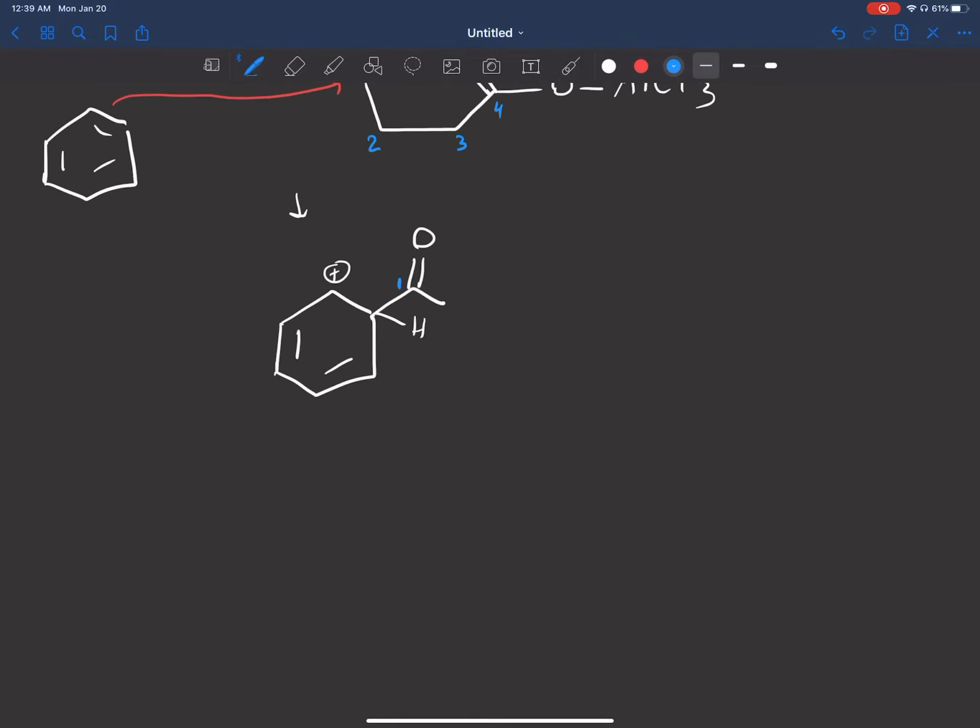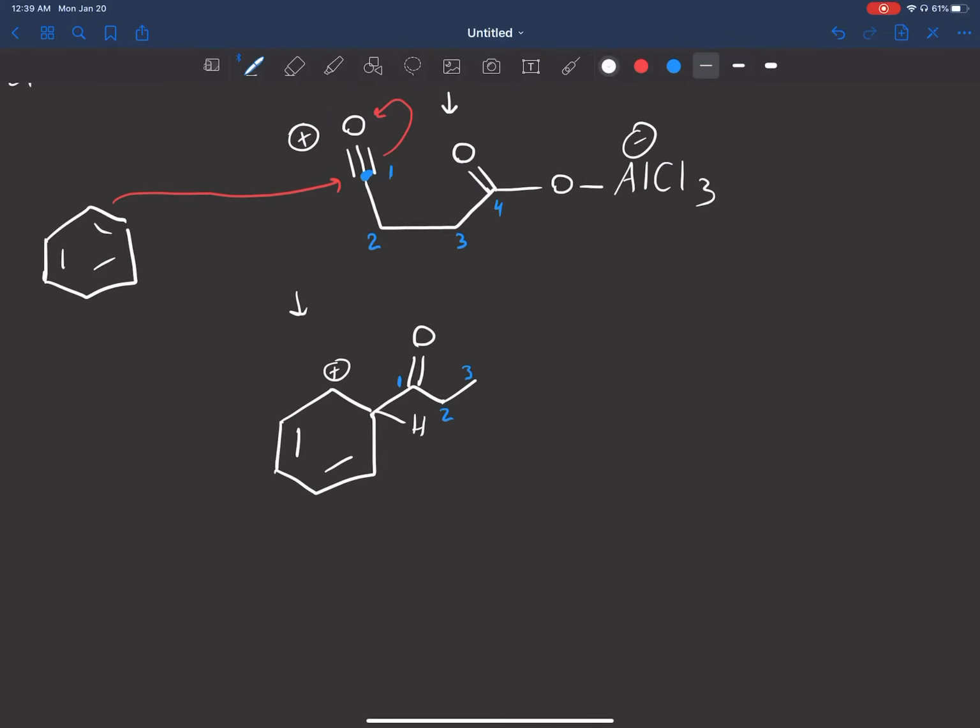We have 1 right now. That's 2. That's 3. And that's 4. Now on our fourth carbon, we had a carbonyl. Let me draw that. Oxygen down to AlCl3 minus. All right.